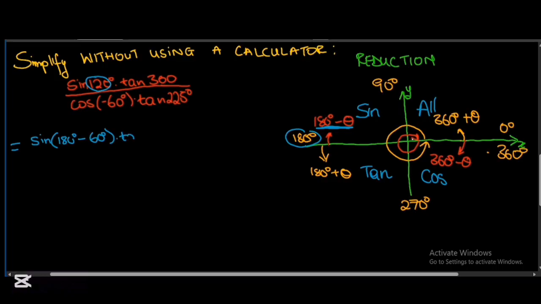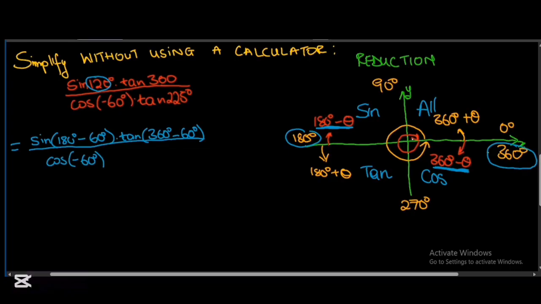Now you can see that 300 is very close to 360, right? And it's being reduced. So we're going to use this reduction formula. We're going to say 360 degrees minus, so what is our theta? 360 minus 60 gives us 300, right? Over cos of negative 60 degrees. So this is 60, a special angle, so you're going to leave it like that.